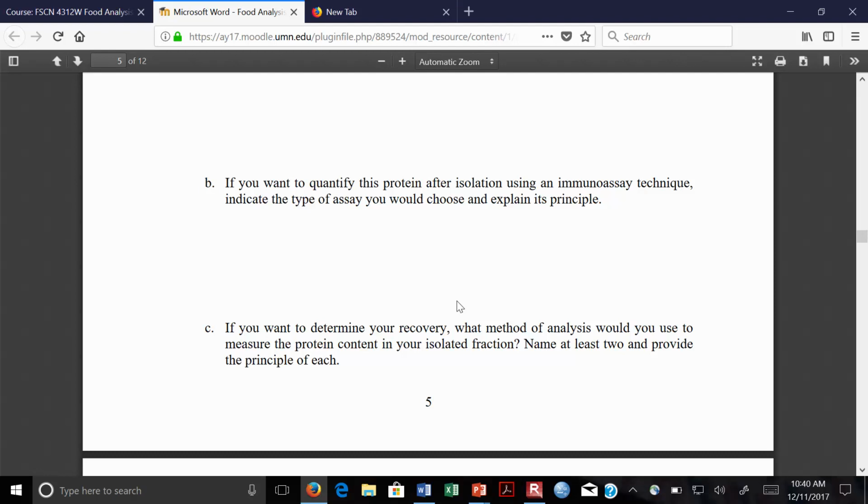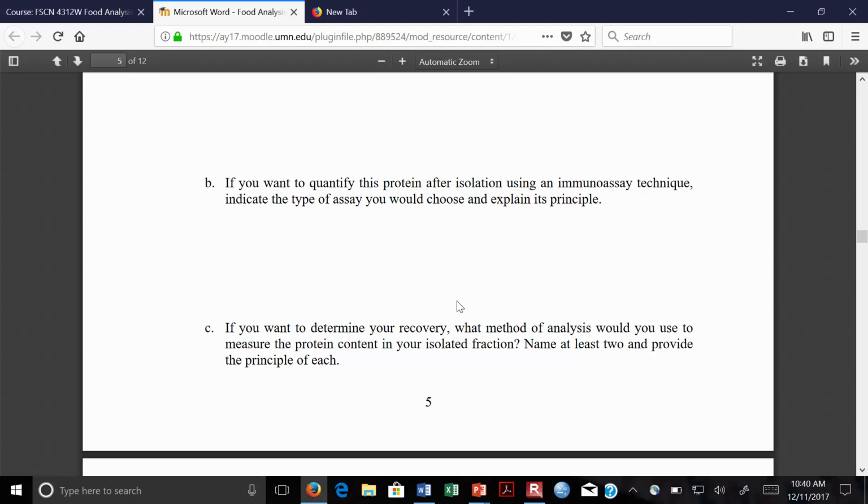So if you want to determine your recovery, that means how much protein you were able to isolate, what method of analysis would you use to measure protein content in your isolated fraction? So your isolated fraction should be a purified protein, and it will be in solution. So think about research methods in this case. Now if you put Dumas and Kjeldahl, it's not a wrong answer. You can still put those, but in isolated fractions you can do simply a 280 measurement.